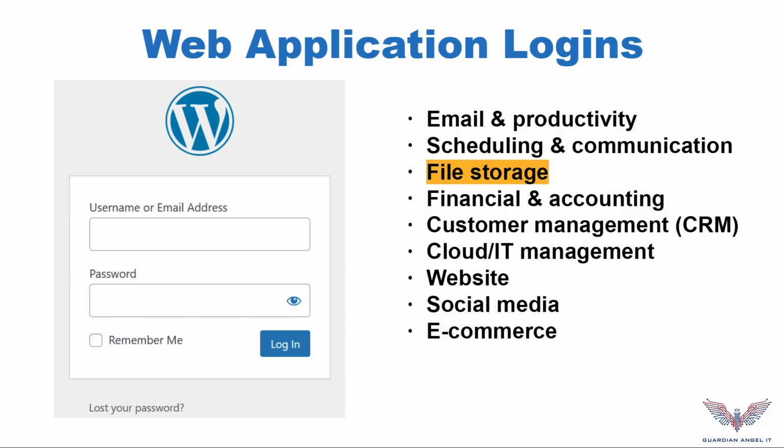We also use some type of financial and accounting applications. These include banking apps and applications like QuickBooks or TurboTax, but also payment processors like Stripe, Square, or PayPal. Next up are customer relationship management or CRM platforms like HubSpot, Salesforce, or Zoho. We also commonly use cloud and IT management services online directly. The big three are Google, Microsoft, and Amazon.